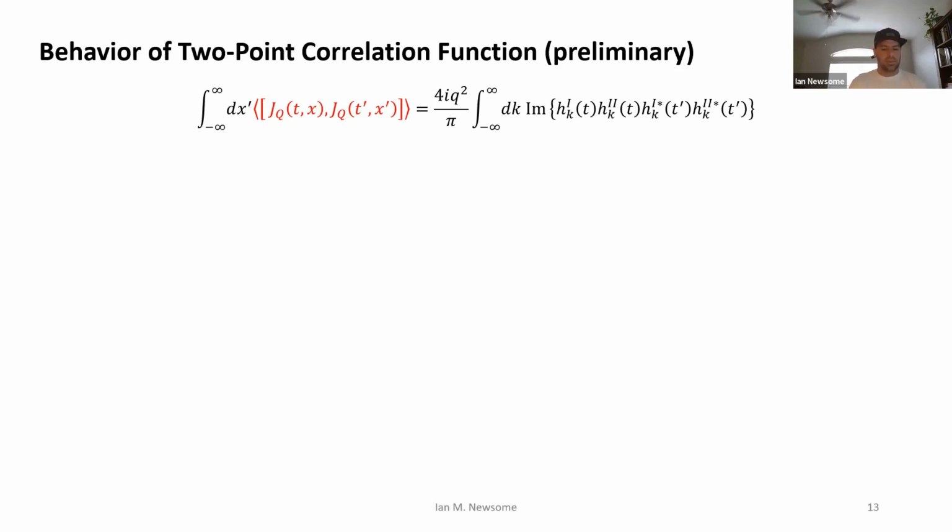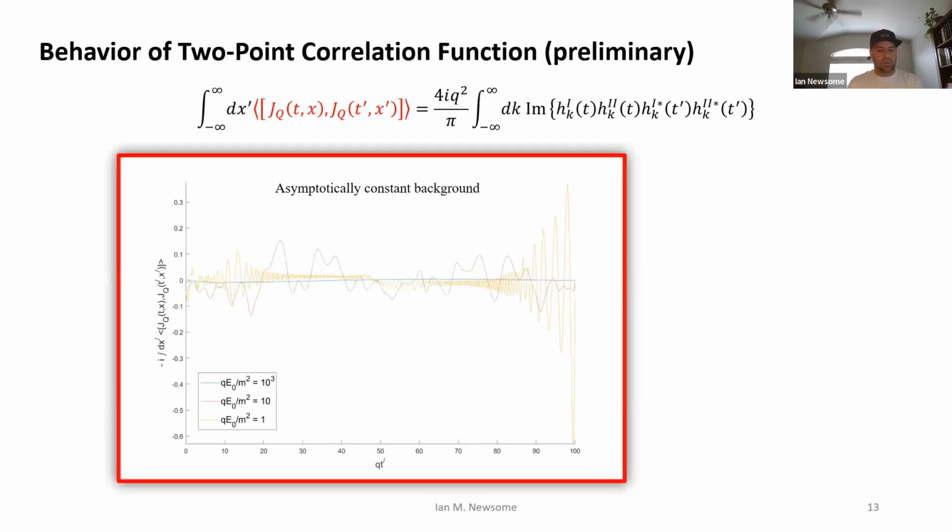So here I present some plots of the spatial integral of the 2-point correlation function for the asymptotically constant background case. The horizontal axis is over the time variable t prime, where the value of time t is equal to 100 for all 3 cases I'm considering here.